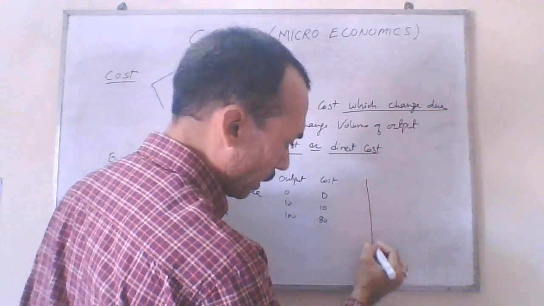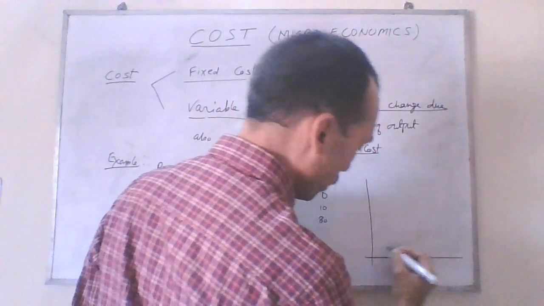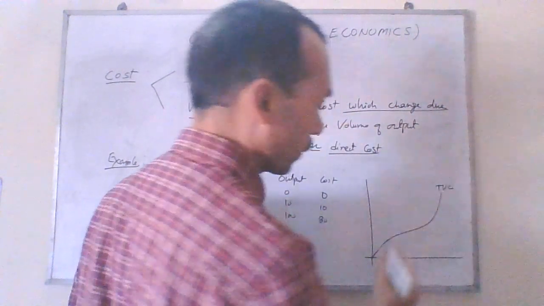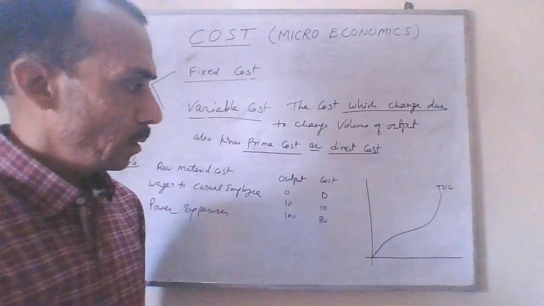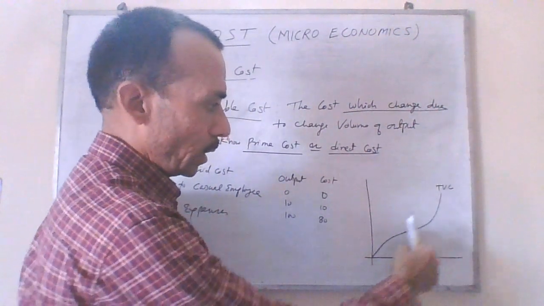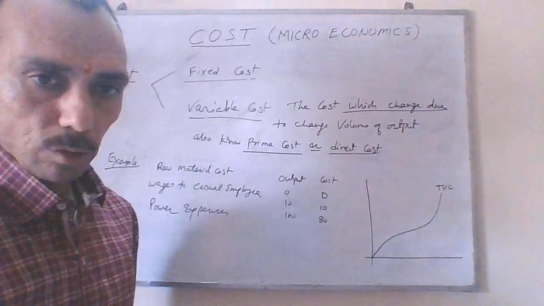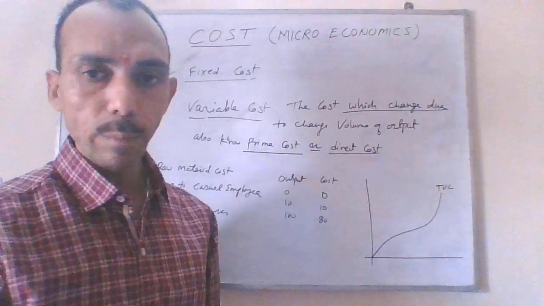So when we draw the diagram, your total variable cost goes like this. TVC is the inverse of the S shape. It is not a straight line, because of the law of variable proportion.